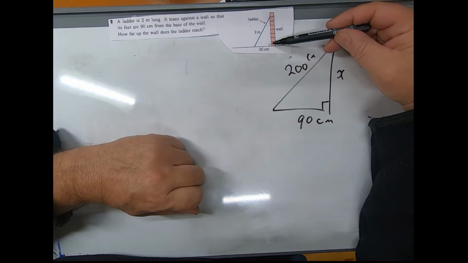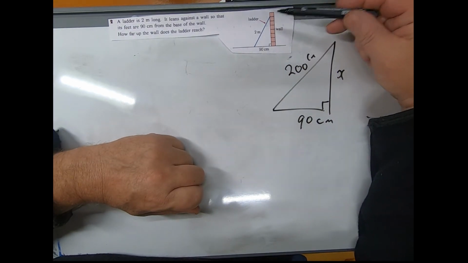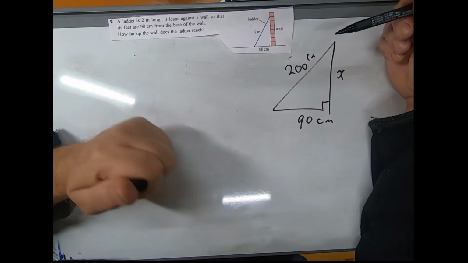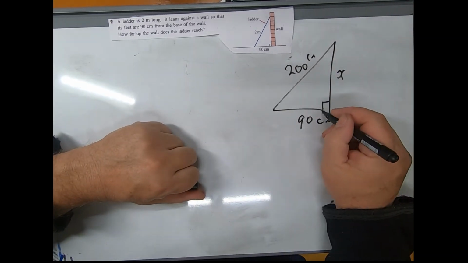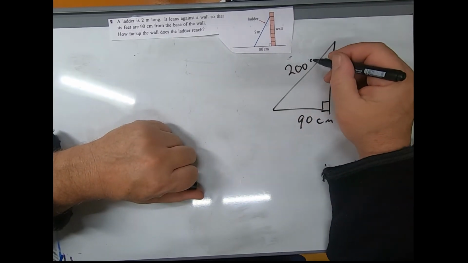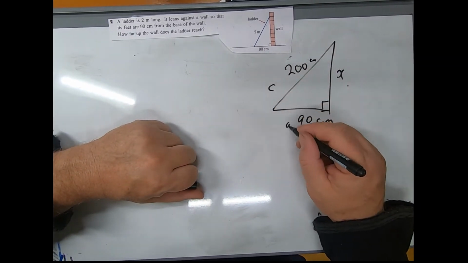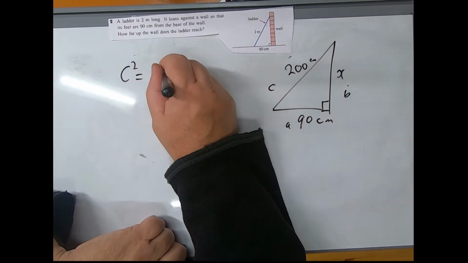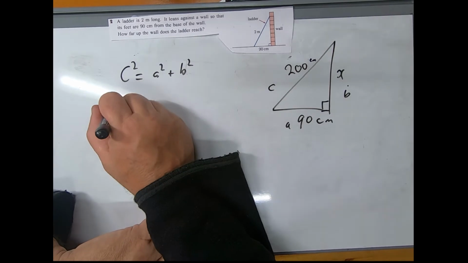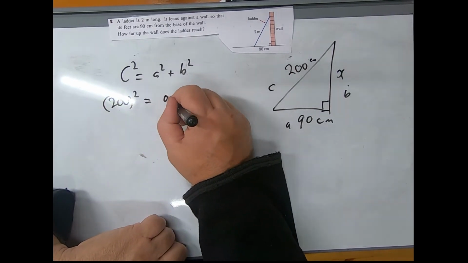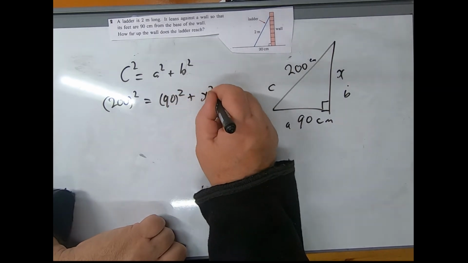Oh, I can count the bricks. 1, 2, 3, 4, 5, 6. About 8 bricks. Is that 80 centimetres? Or is that 800 metres? I don't know, but we can find out. Let's come and look. We've got our triangle here. C, A, B. So the rule is C squared equals A squared plus B squared. Or 200 centimetres squared equals 90 centimetres squared plus X squared.